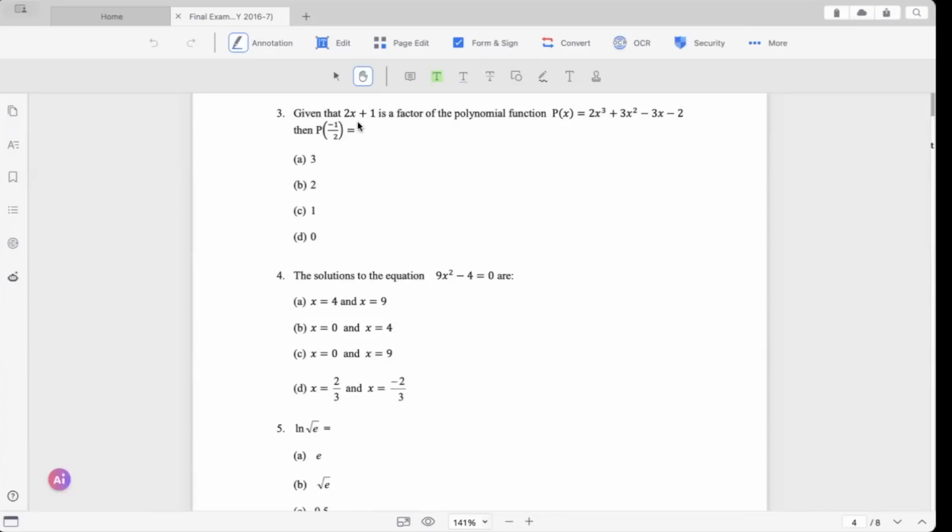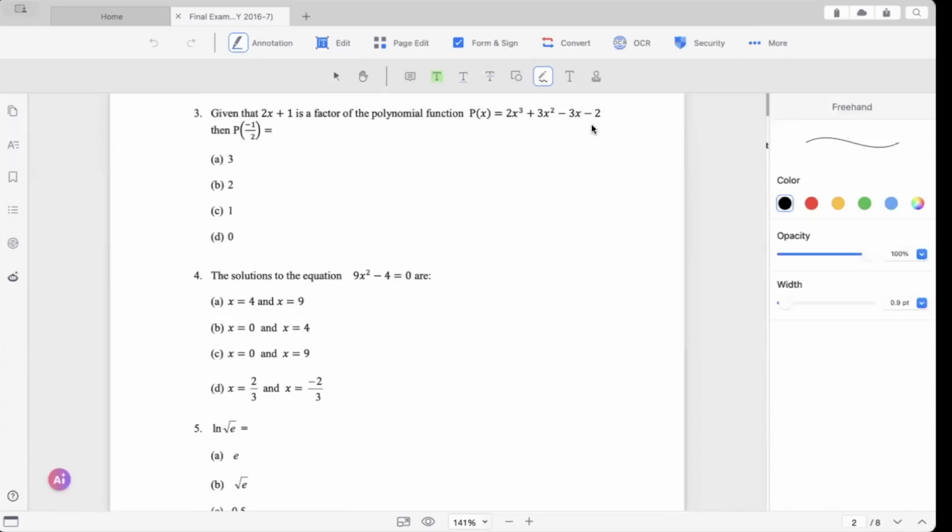Given that 2x plus 1 is a factor of the polynomial function, then p of negative a half is zero. We are going to replace x with minus a half. If you are not comfortable with a fraction, you can use negative 0.5. So where you see x, you replace it with negative 0.5. So we have 2 open bracket, negative 0.5, cubed, then we replace this x, so you're going to have plus 3.